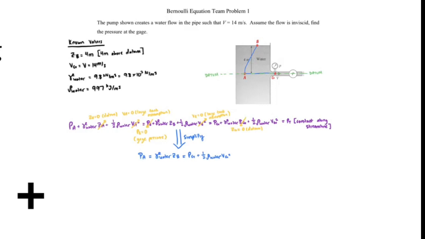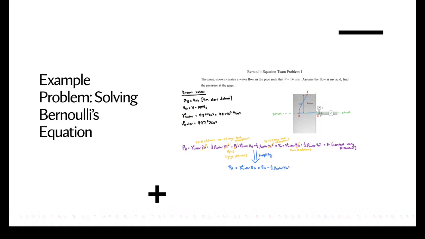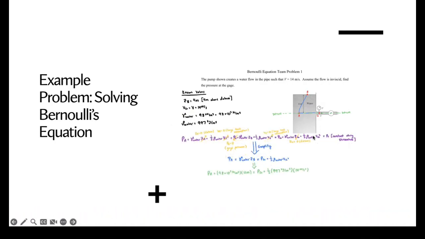I have my known values listed up here that I got just by looking at the figure. We got ZB from this distance. Our velocity was given in the problem, and our specific weight of water and our density of water are in your properties tables for your fluids class. Now pause the video again and plug in your known values to your Bernoulli's equation. Then in green, I plugged in all of our known values into our equation. And we know that PG is our variable of interest because it wants to know the pressure at the gauge, and our point G is the point that's located right at the gauge.